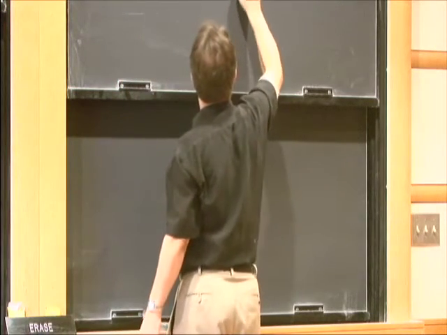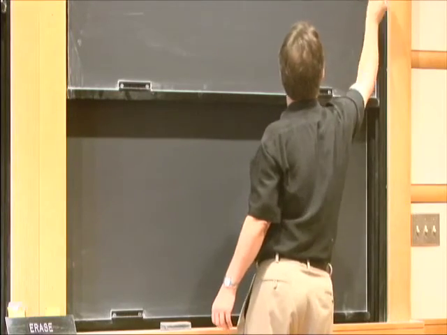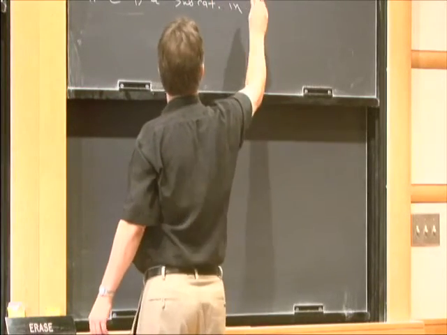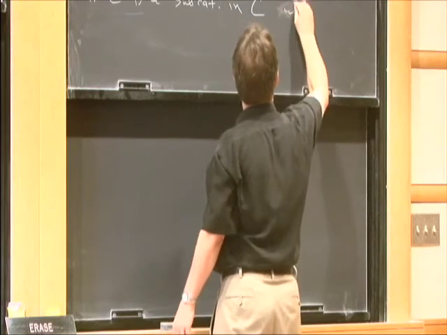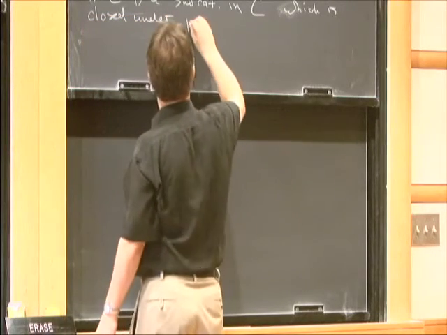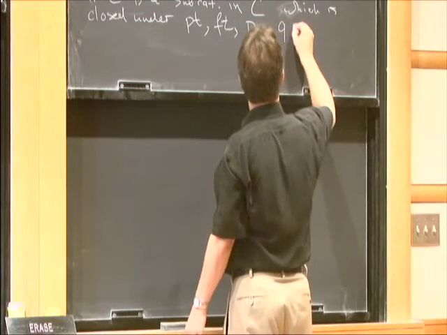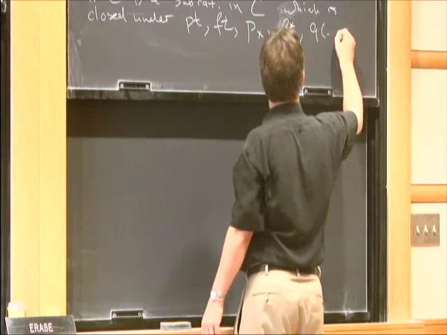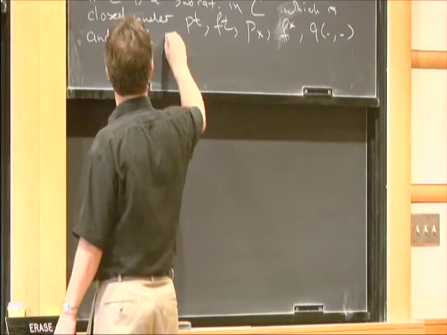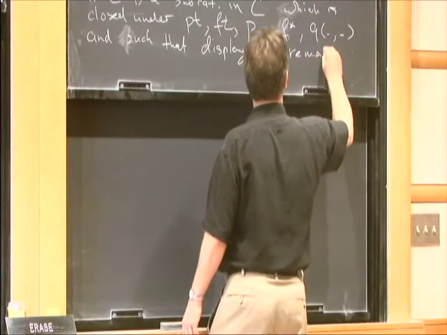Let C be a C structure. A sub-C structure in C is a subcategory in C which is closed under taking the point, taking the father, taking the canonical projection, taking Q's, taking F stars, taking Q's, and such that display squares remain pullbacks.